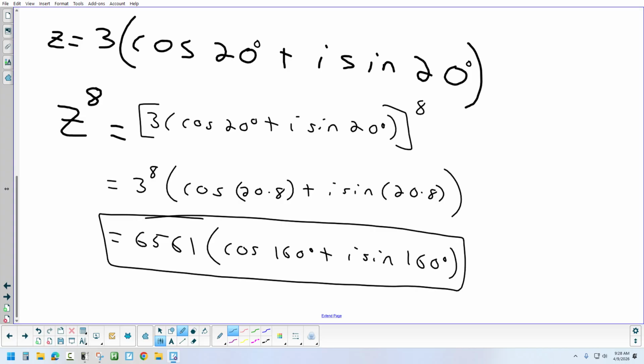Any question on that? Okay, so that's the last thing that we're doing with the polar form of a complex number.